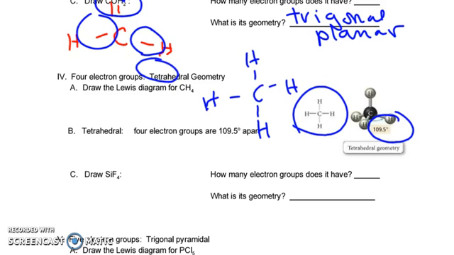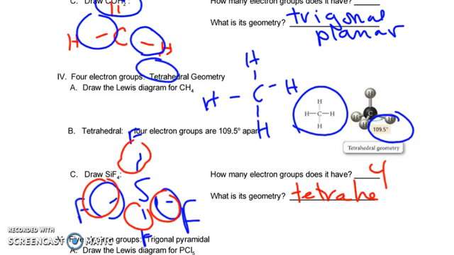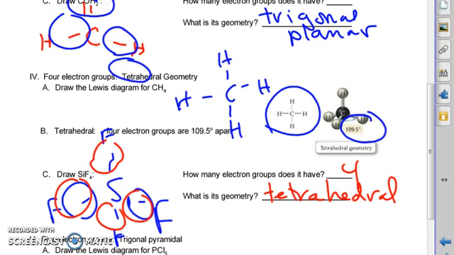Let's draw a silicon tetrafluoride. It's going to look very familiar, and I'm going to give it a little bit of a 3-dimensional feel. Notice how I didn't make these perfectly straight out. Try to make it a little bit bent there. How many electron groups does it have? Well, if you count 1, 2, 3, 4, it has 4 electron groups. Its geometry, again, is tetrahedral. So 4 is tetrahedral. All right, let's try the next one.